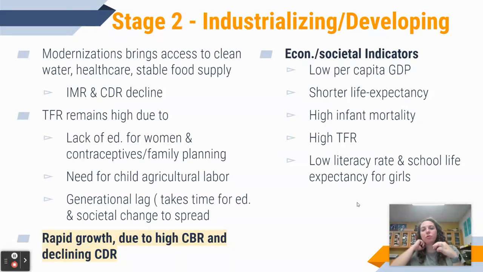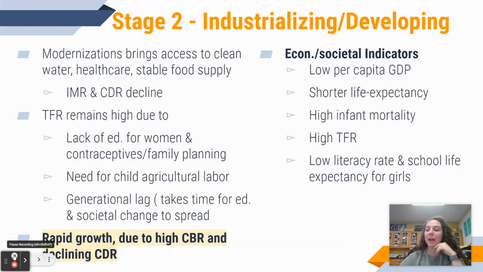All right, then we're going to have stage two, where that's going to be our industrializing or our developing nations. So here we're going to start seeing some modernizations happening. We're going to be able to have clean water, healthcare. We're going to have a stable food supply, and we're going to start seeing that infant mortality rate and that crude death rate go down because of access to those things. But in this stage, even though our death rates are going down, the total fertility rate is going to stay high. And that's going to be because we're going to still have some lack of education opportunities for women compared to men. We're going to have a need for that agricultural labor still.